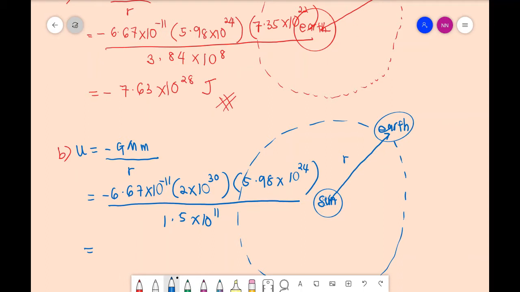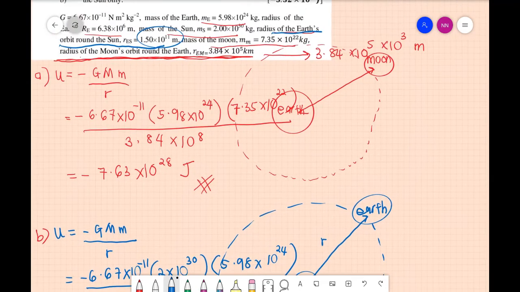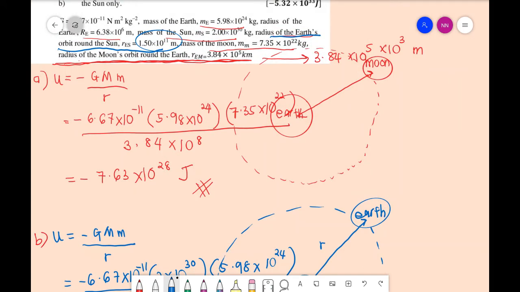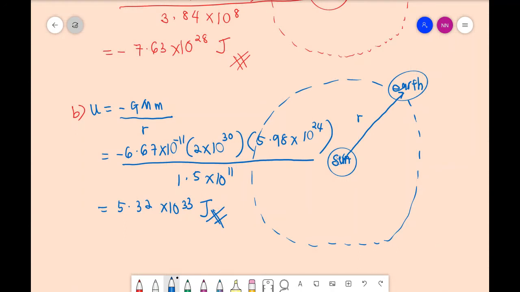So it equals negative 5.32 times 10 to the power of 33 joules.